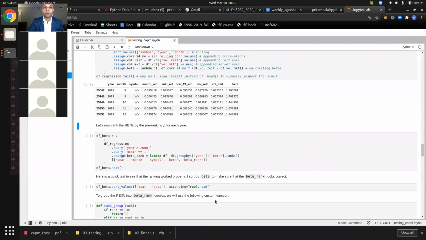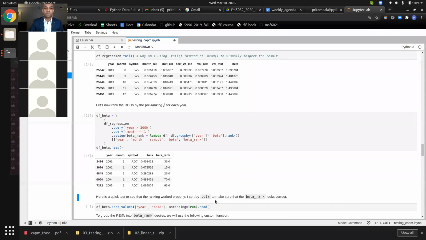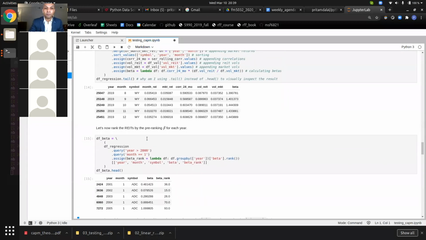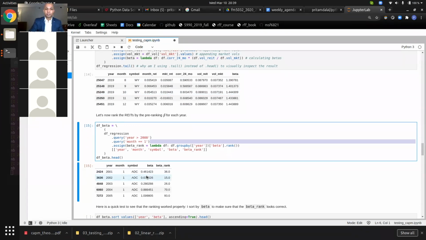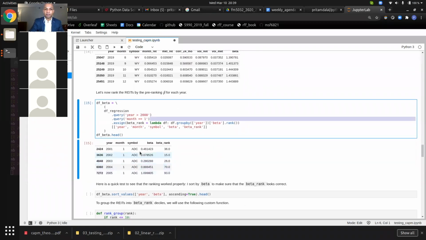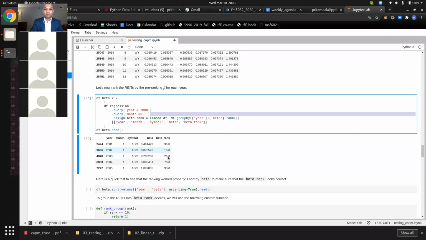So now what we're going to do is give each REIT a beta ranking for month one. We've actually calculated rolling 24-month betas for every month, but we really just need it for basically January or the end of December, for 2001 moving forward. So what this data frame says is that for January 2001, ADC had the 36th lowest beta, and for January 2002, it had the 15th lowest beta.